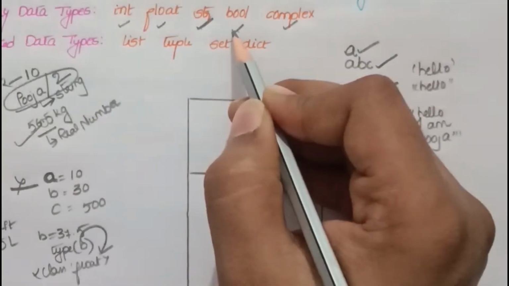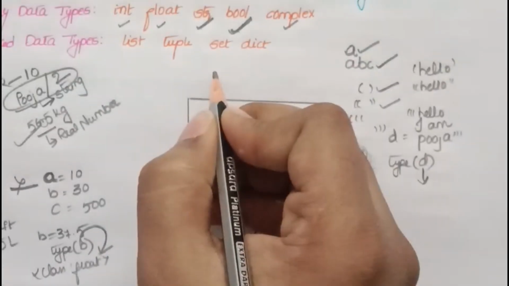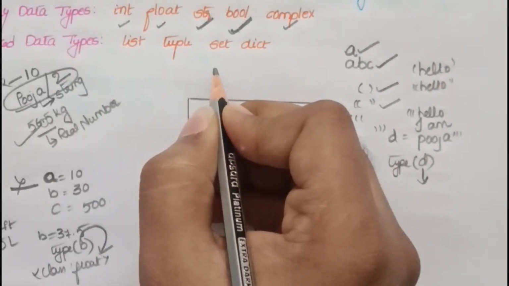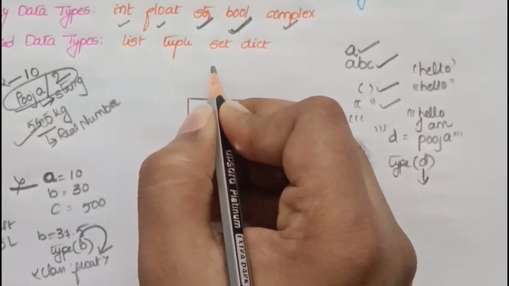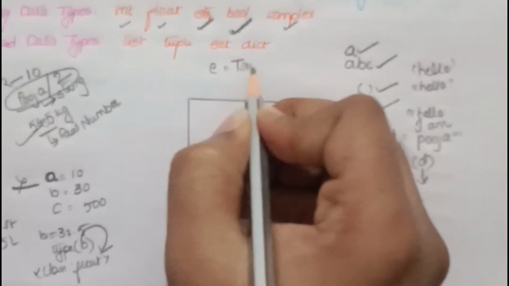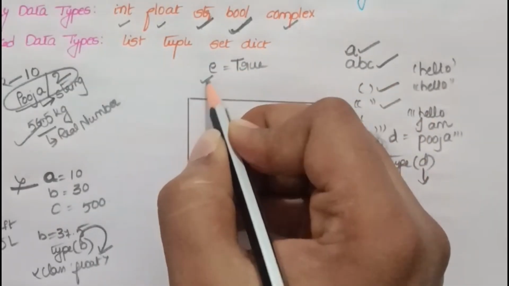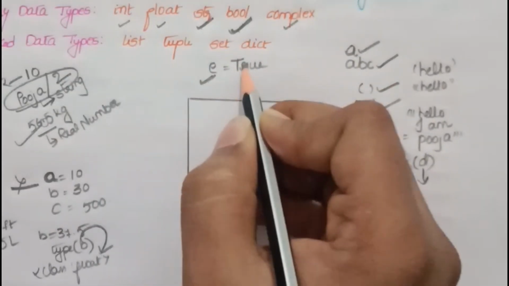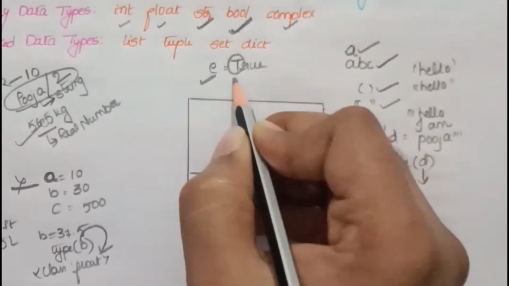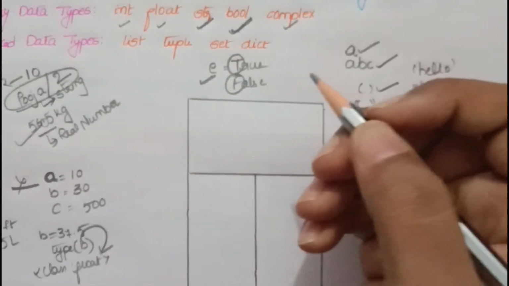Fourth data type is bool, meaning boolean. Boolean means we are storing either True or False in that variable. Let's suppose e is a variable, I am storing True in it. Now the type of e is bool. Note down, the first letter of True and False should be a capital letter in Python.